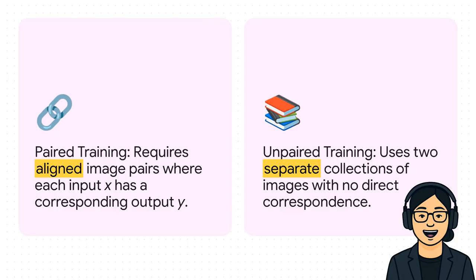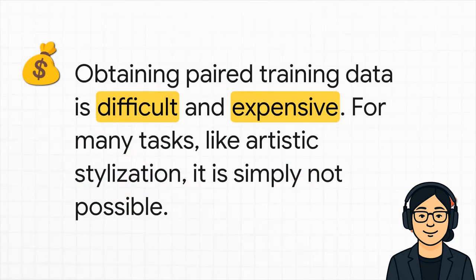The new problem this paper tackled is unpaired training. You just have a big pile of A's, let's say horses, and a totally separate pile of B's, zebras, with zero direct links between them. And this was a huge bottleneck for researchers.